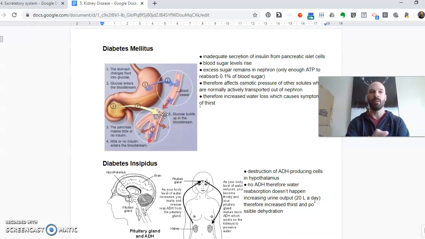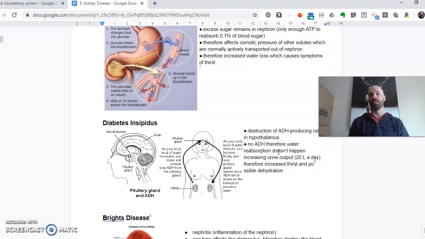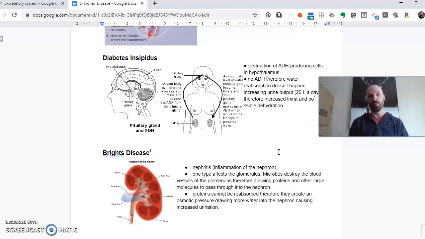So we have diabetes mellitus. Okay, so diabetes mellitus is a type of diabetes when you have too high blood sugar, because you're not secreting enough insulin. And so what happens is the way you would notice this is that in your urine output or in the filtrate, there'd be a higher percentage of glucose than what would be in the blood or what would be normal.